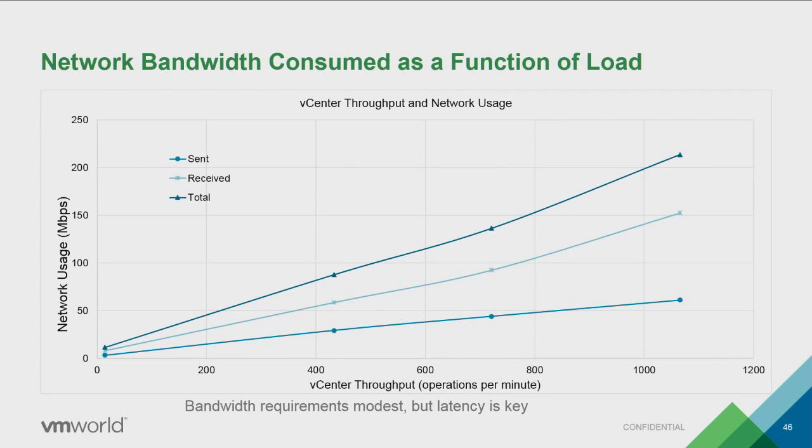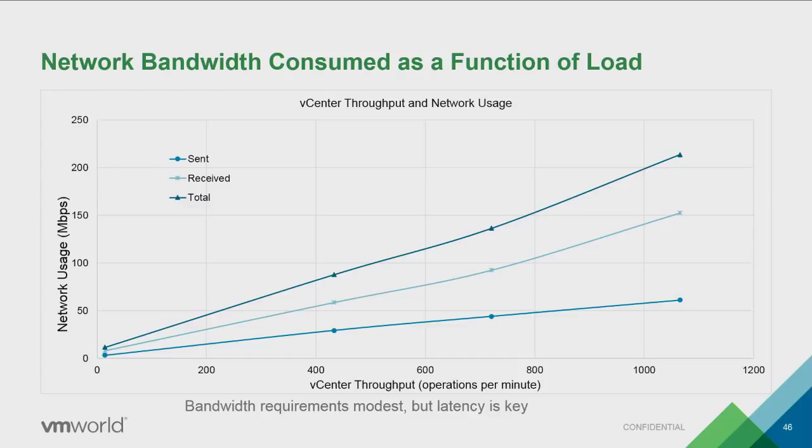If you want to know, roughly speaking, how the bandwidth consumed varies as a function of load, what I'm showing you here is vCenter throughput on the x-axis, so how many operations per minute it's doing, and on the y-axis the network bandwidth consumed, and I split it down into the sent traffic, the received traffic at vCenter, which is quite a bit larger, and then the total. The point here is that the network traffic is clearly a function of load, and it's also a function of inventory, although I haven't put that here. But the more operations you do, the more traffic you're going to see.